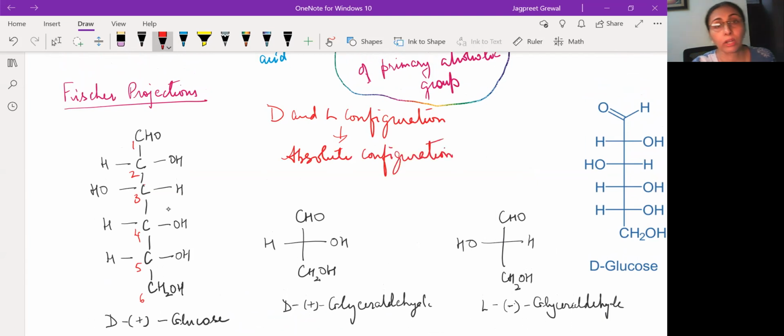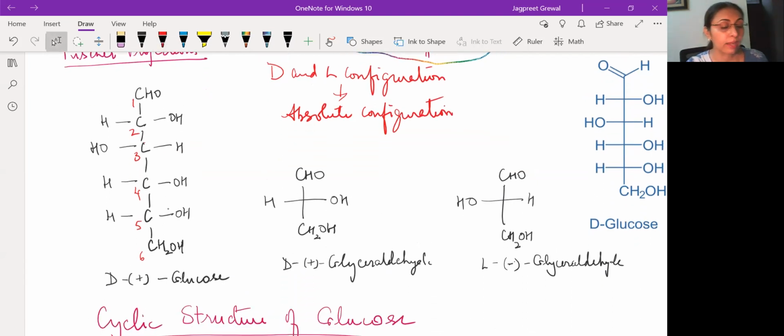Which are not obtained experimentally, we give them theoretically by comparing the arrangement of the OH on the last chiral carbon. Now, if I see how many chiral carbons are there in the chain of glucose, there are 4 chiral carbons. You can see over here, second, third, fourth, and fifth. So accordingly, glucose forms 8 pairs of enantiomers.